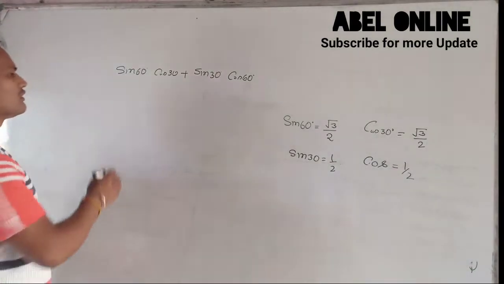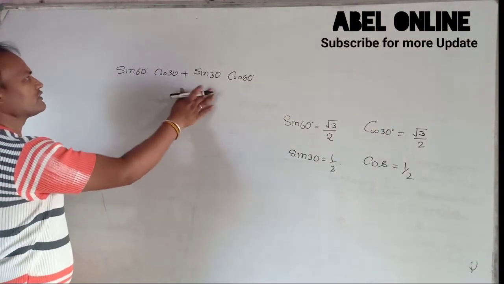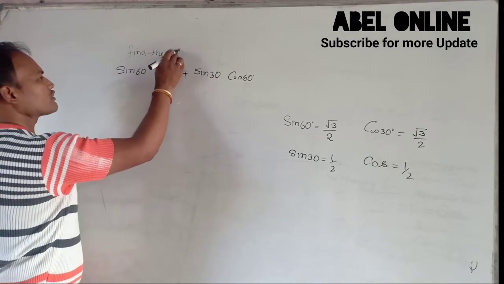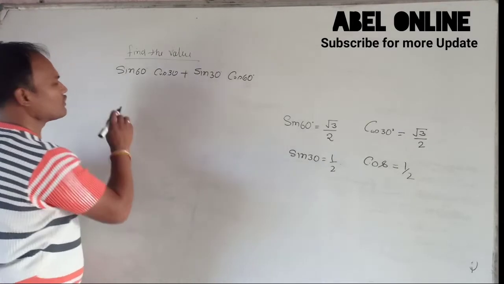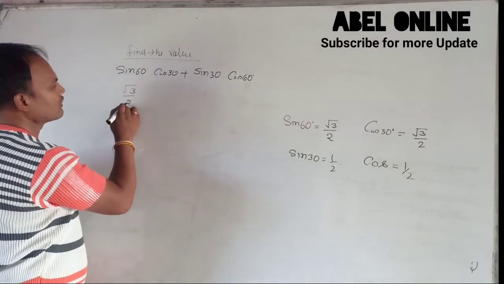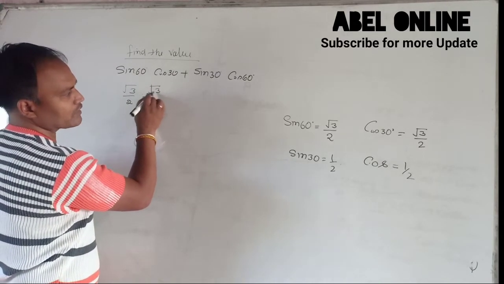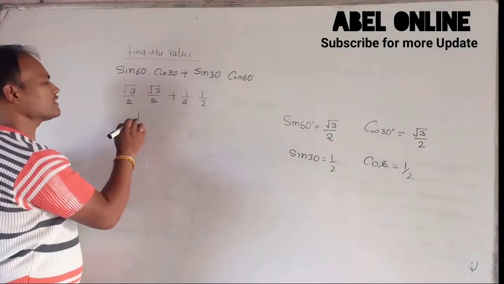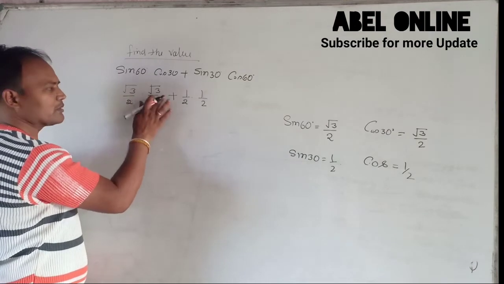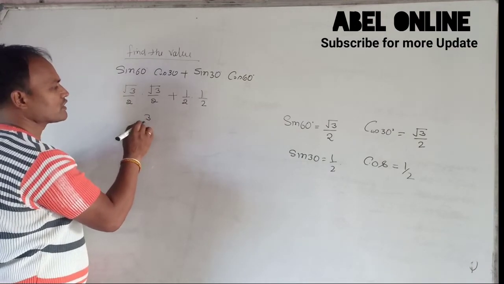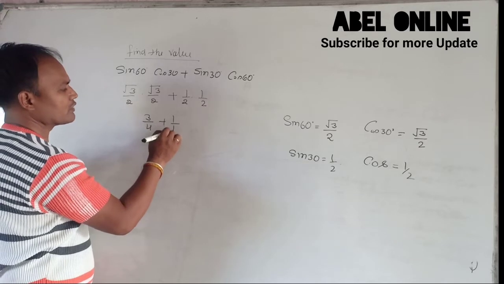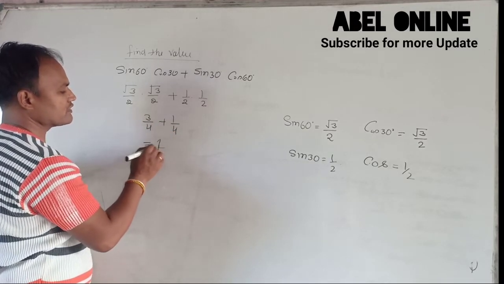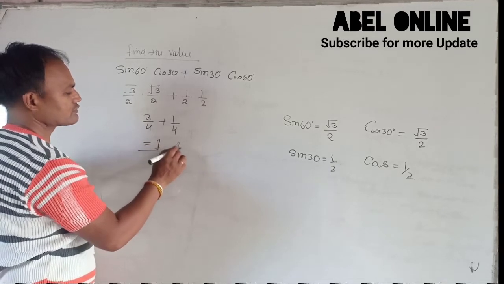So put the values. We have to find the value of this. This is root 3 by 2, and this is also root 3 by 2, and this is 1 by 2, and this is 1 by 2. So students, root 3 multiplied by root 3 by 2 means 3 by 4, and this is 1 by 4. 3 by 4 plus 1 by 4 means 1. So students, the answer is 1.